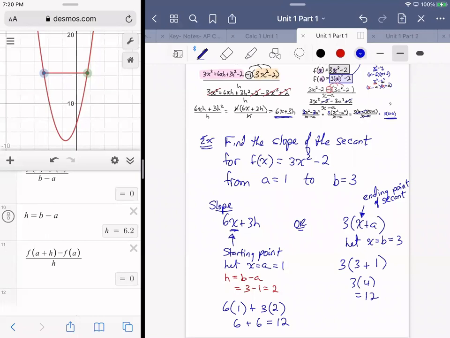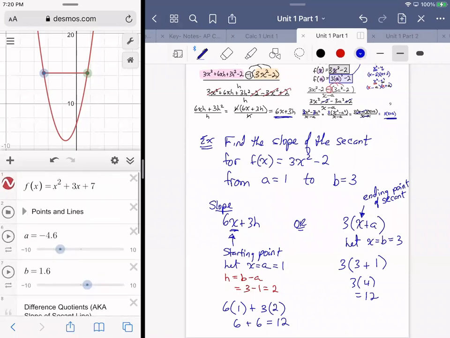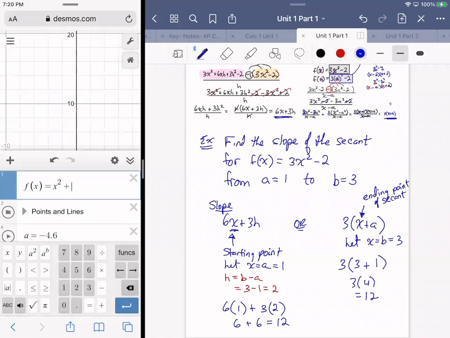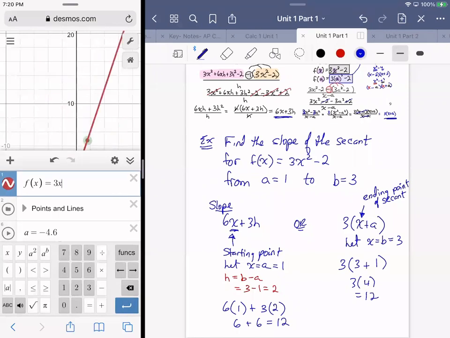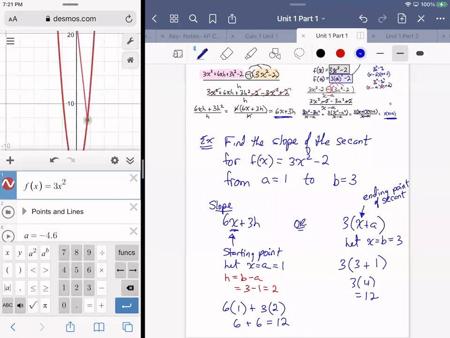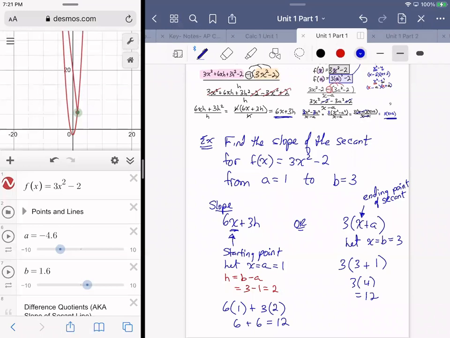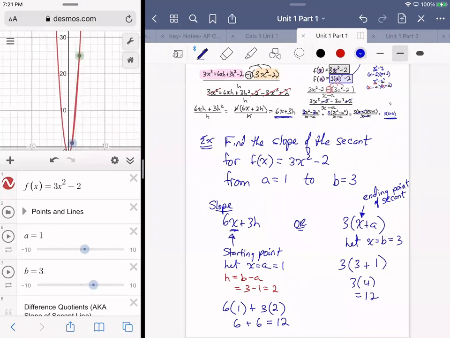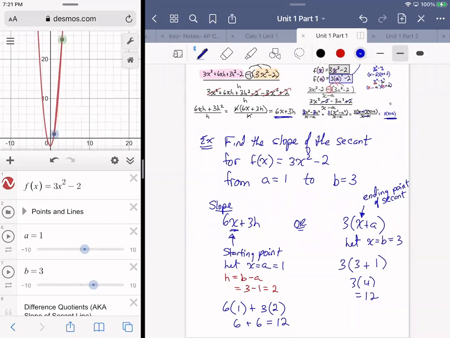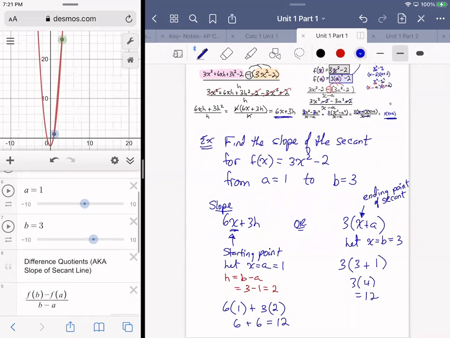So let me show you how the calculator would do it. We start off typing in the original function, so 3x squared minus 2. Take a look at the picture. You can pinch zoom any way you want. Place the a and b values appropriately. So I put the a here at 1. The b value goes to 3. As long as you can kind of see it on the graph, you can feel pretty comfortable that you're in the right neighborhood. Once you do that, all you have to do is scroll down.